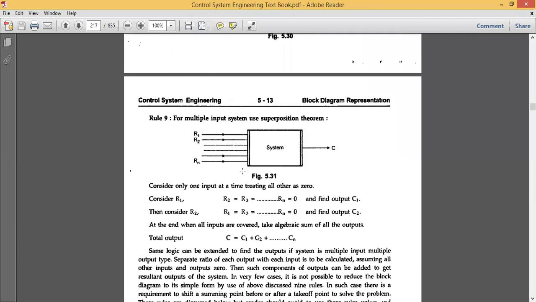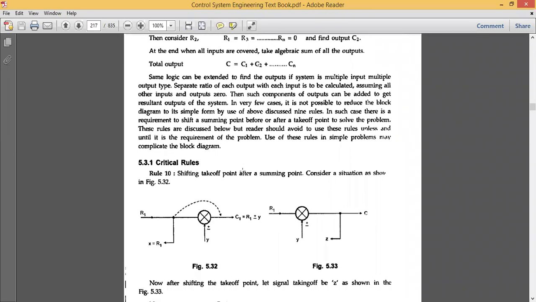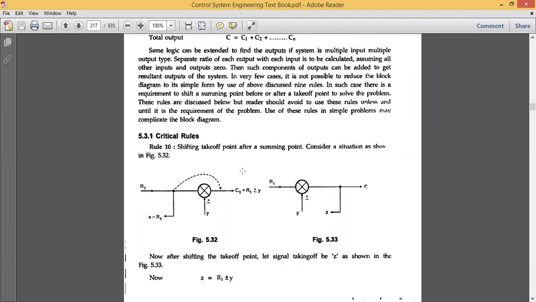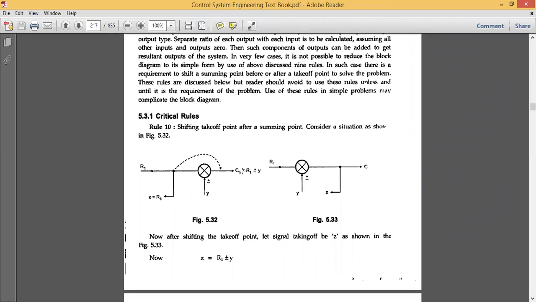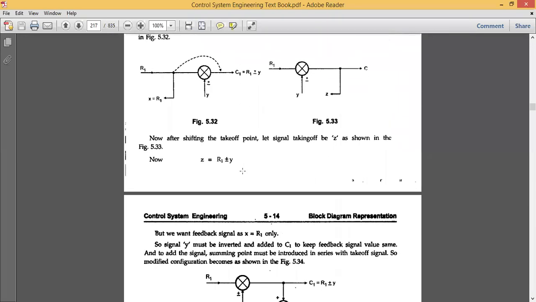After studying all the rules, there are some critical rules where you need to be very cautious and very clear in your concept. That is, one is the shifting of summing points and another is the takeoff point. I will come back to those two points also.